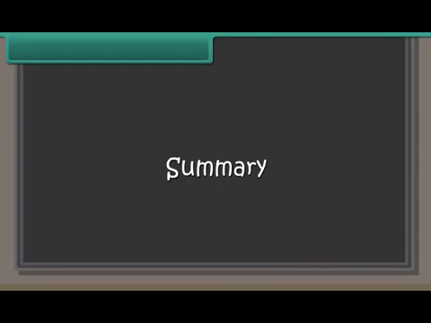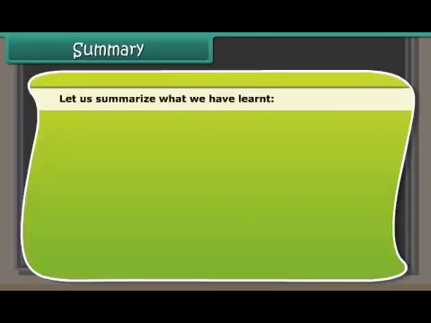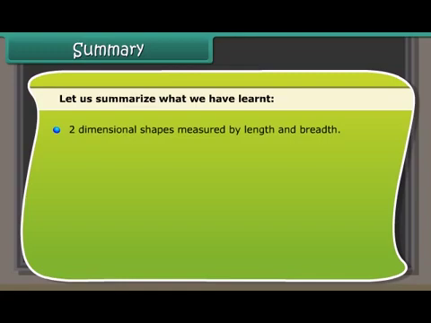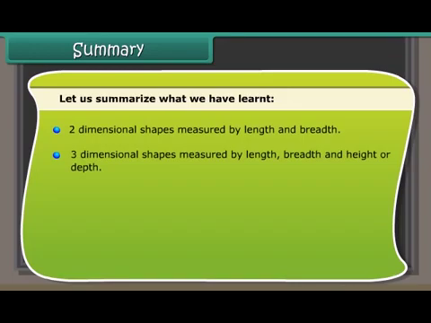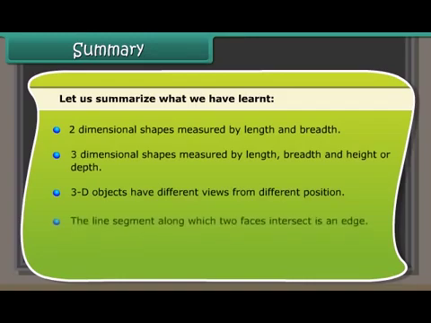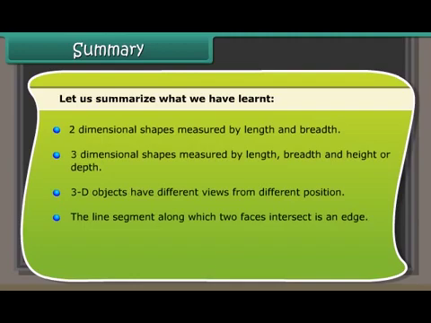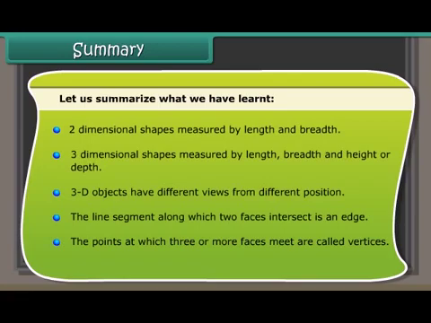Summary: let us summarize what we have learned. 2-dimensional shapes are measured by length and breadth. 3-dimensional shapes are measured by length, breadth and height or depth. 3D objects have different views from different positions. The line segment along which 2 faces intersect is an edge. The points at which 3 or more faces meet are called vertices.